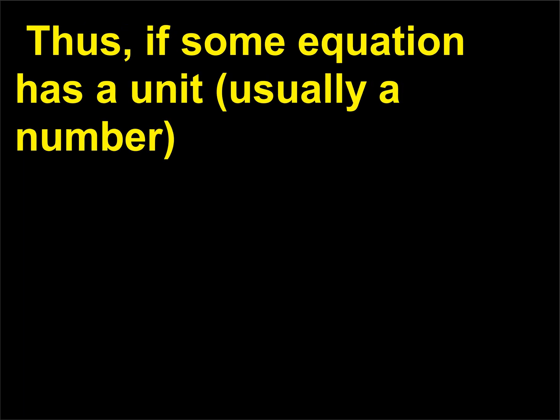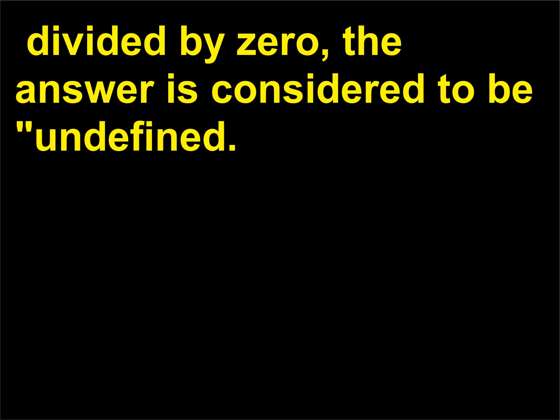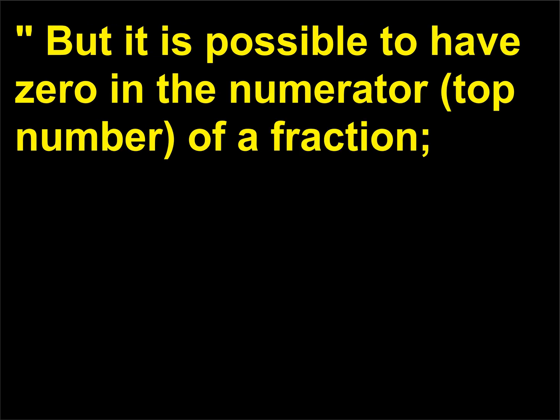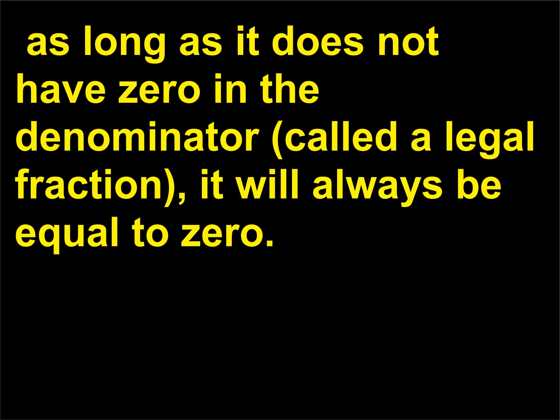Thus, if some equation has a unit, usually a number, divided by 0, the answer is considered to be undefined. But it is possible to have 0 in the numerator, top number, of a fraction. As long as it does not have 0 in the denominator, called a legal fraction, it will always be equal to 0.